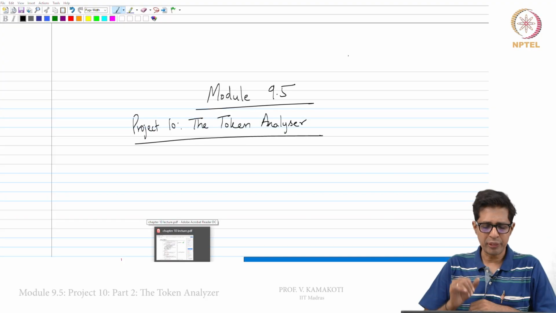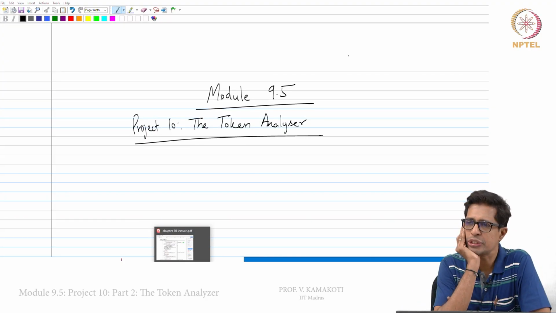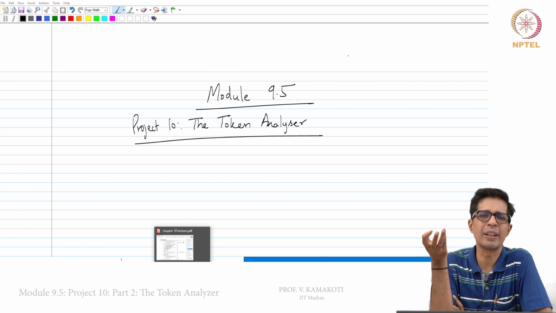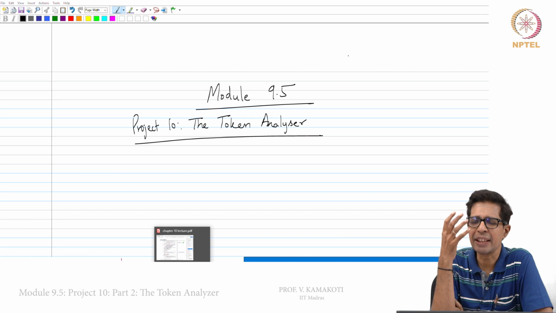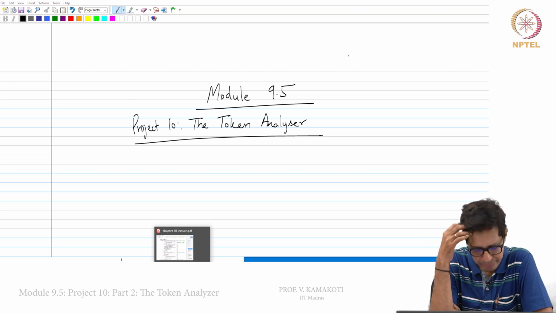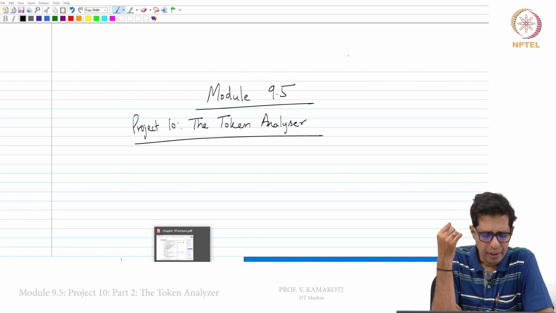So, welcome to module 9.5. What we have seen so far is to take a Jack program and convert it to a set of tokens. These tokens have what we call lexical elements, and the grammar had 5 lexical elements, namely string constant, integer constant, symbol, terminal and identifier.